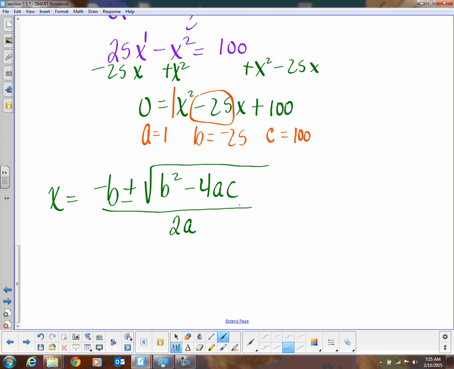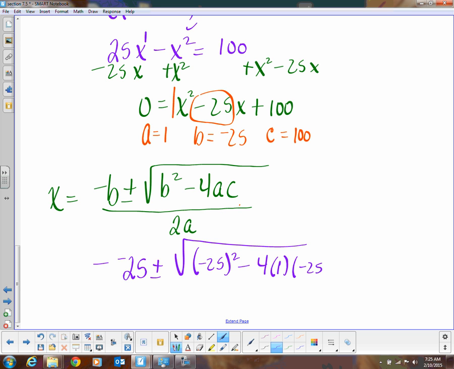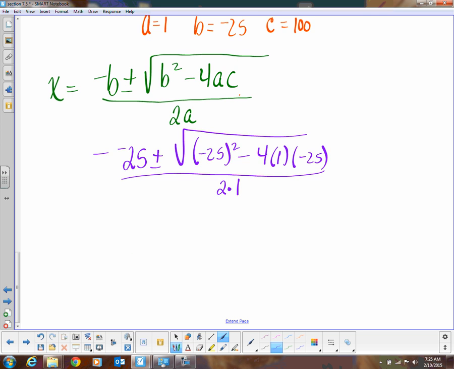So we've got 2a. So now, what does this mean? This means we take the opposite of b. b is negative 25, so we do the opposite of negative 25 plus or minus the square root. Now we're going to put negative 25 and square it inside, minus 4 times a times c, and this is going to be all over 2 times a. And this is what our x is going to equal. This becomes positive 25 plus or minus, when you square negative 25 on a calculator, you'll get 625. Negative 4 times negative 25 is plus 100.